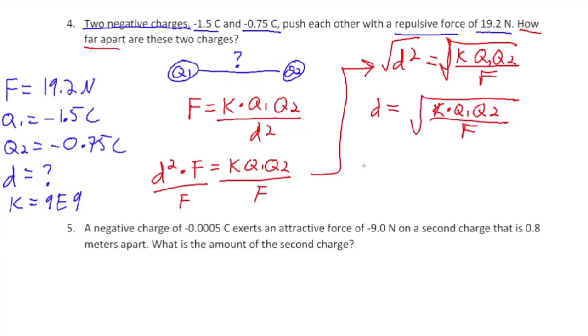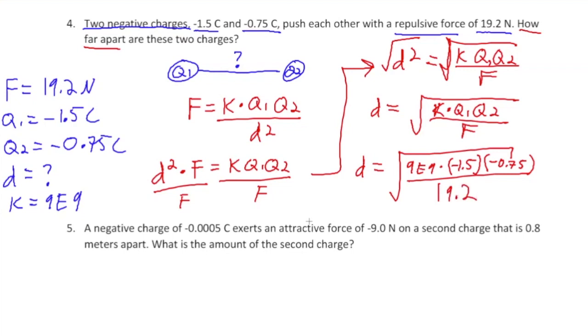All we have to do now is plug our numbers in. So we have D is equal to the square root of K, which we said was 9E9, times Q1, which is negative 1.5, times Q2, which is negative 0.75, all divided by our force, which is 19.2. Once we plug all that in our calculator, we should end up with our final distance between them, which should be 2.3e4 meters.